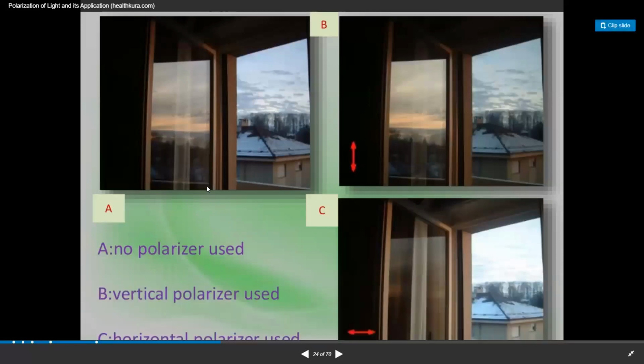And these are the pictures you observe here. Picture A, without a polarizer, when you observe the figure, there are some shadows. Whereas when you observe the same picture with a vertical polarized light, the image is somewhat different compared with the one without a polarizer. And this is a picture with the horizontal polarizer.